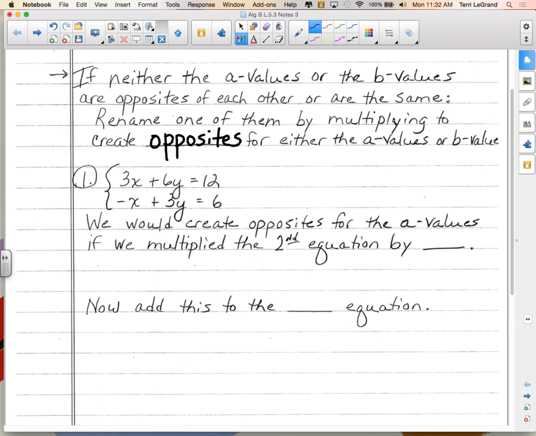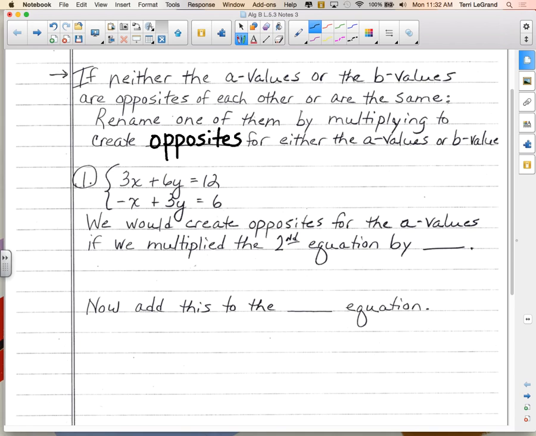Now, I'm not saying that we can't rename both of them. If you really want to work that hard, you can. Feel free. You can always rename equations if you want to. But I want to suggest that we only have to rename one of these and save ourselves the work of renaming both. So, anybody have a suggestion for how we could rename, and which one?